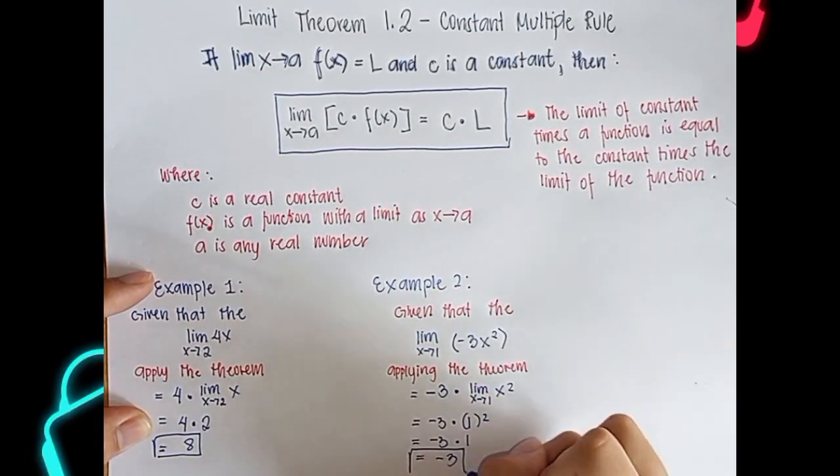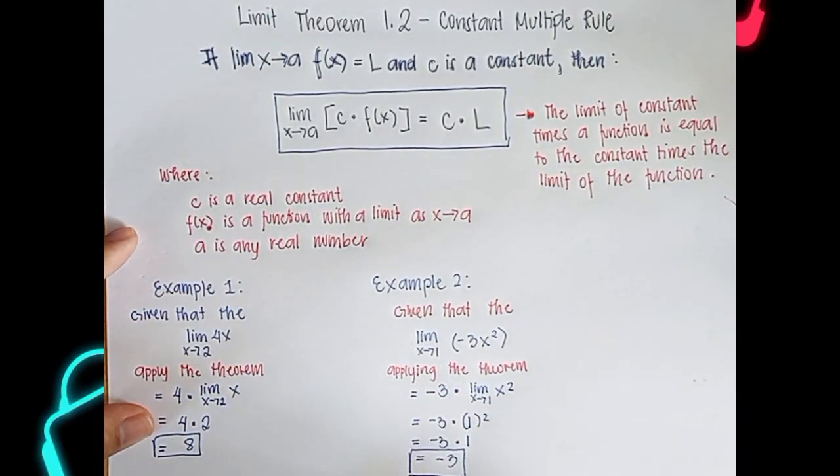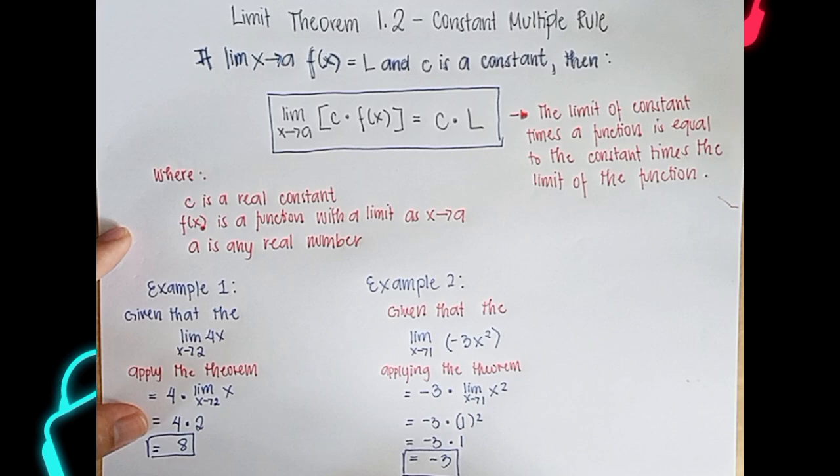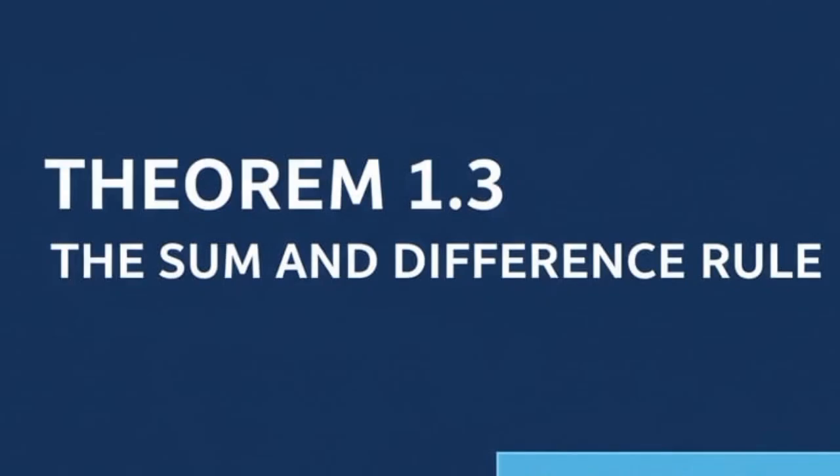So negative 3 multiplied by 1 squared. We all know that 1 squared is simply 1. So negative 3 times 1 is equal to negative 3. So the limit of negative 3x squared as x approaches 1 is simply negative 3. Now you already understand the constant multiple rule.